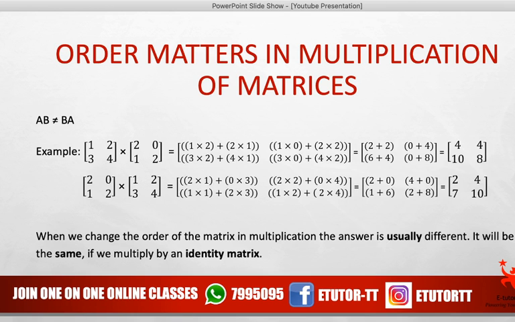When we change the order of the matrices in multiplication, the answer is usually different. See that word there? Usually. So it's not always different. It will be the same if we multiply by an identity matrix. So that's the only time it will be the same. Remember, the identity matrix works as the number 1. So if you multiply anything by it, you get the same matrix. It's unchanged.